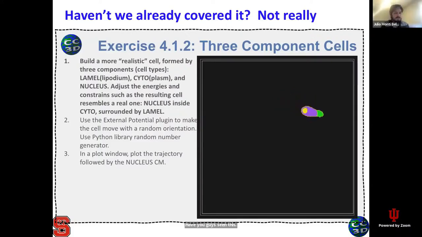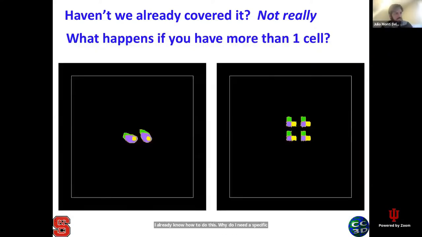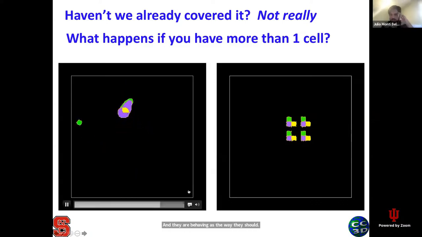I think you've seen that in 4.1.2. So you may say, okay, I already know how to do this. Why do I need a specific module for this? Well, the answer is, not really. But if you just pick up that model and now you put two cells together and you play, you may see that at the beginning everything looks fine. You have the three cell types, and they are behaving the way they should, but then something bad happens when they meet each other.